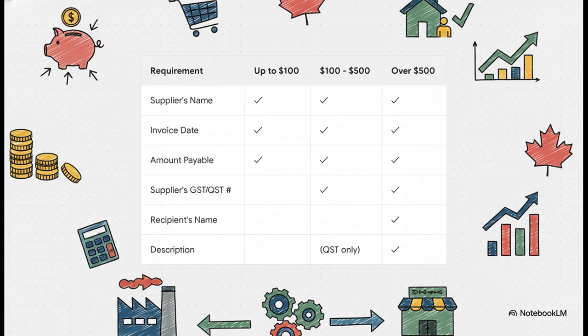You'll notice the rules get stricter as the price goes up. For smaller purchases up to $100, the basics like the supplier's name and the date are enough. But as soon as you cross that $100 mark, you absolutely must have the supplier's GST number. And once you're over $500, the requirements get even tighter, demanding your business's name as the recipient and a description of what you bought. The CRA is very meticulous about these details, so getting it right is crucial.